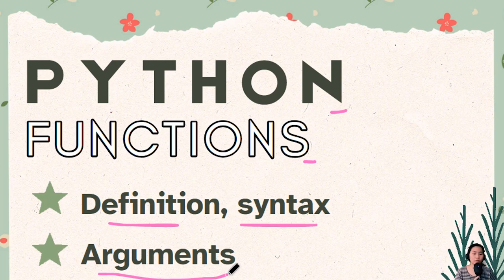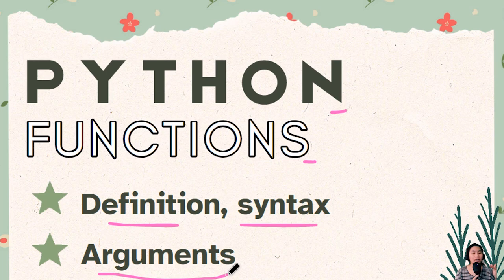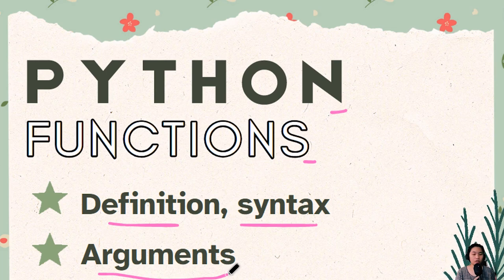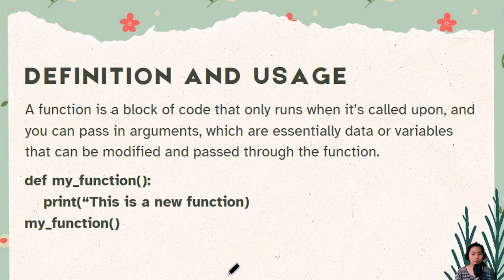And arguments are an important thing, and we need to explore them further. So this is not the first lesson where we're going to be exploring arguments. We're going to be exploring arguments in another lesson as well, because arguments are basically just data input for Python functions. And if you want an algorithm to work properly, you need to give it the correct data. Let's move on to the first part, definition and usage.